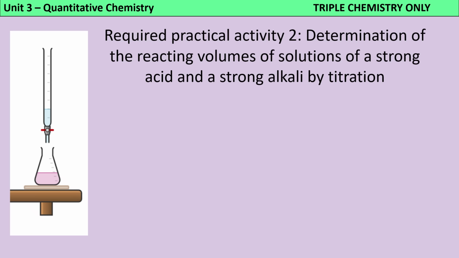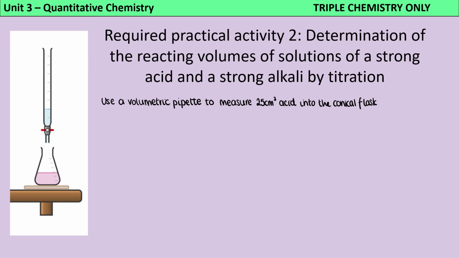The second required practical is titration, which you only need to know about if you're taking GCSE Chemistry. If you're doing GCSE Combined Science, then you can skip ahead to the next practical. In titration, we're going to start out by measuring out 25 centimetres cubed of a solution. In this example, I've said acid, but in a different question, it might be alkali. You're going to measure that using a volumetric pipette, and you're going to place that acid into the conical flask.